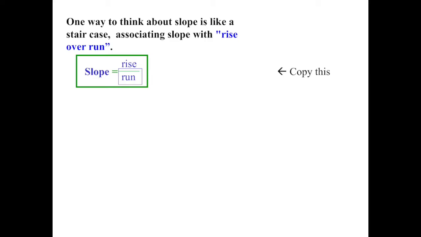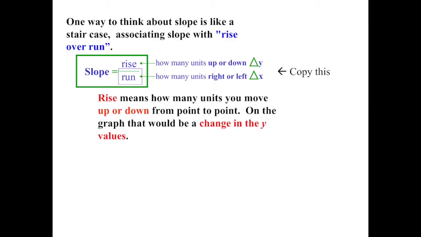Slope equals rise over run. Rise is how many units up or down, change in y. Run is how many units right or left, change in x.